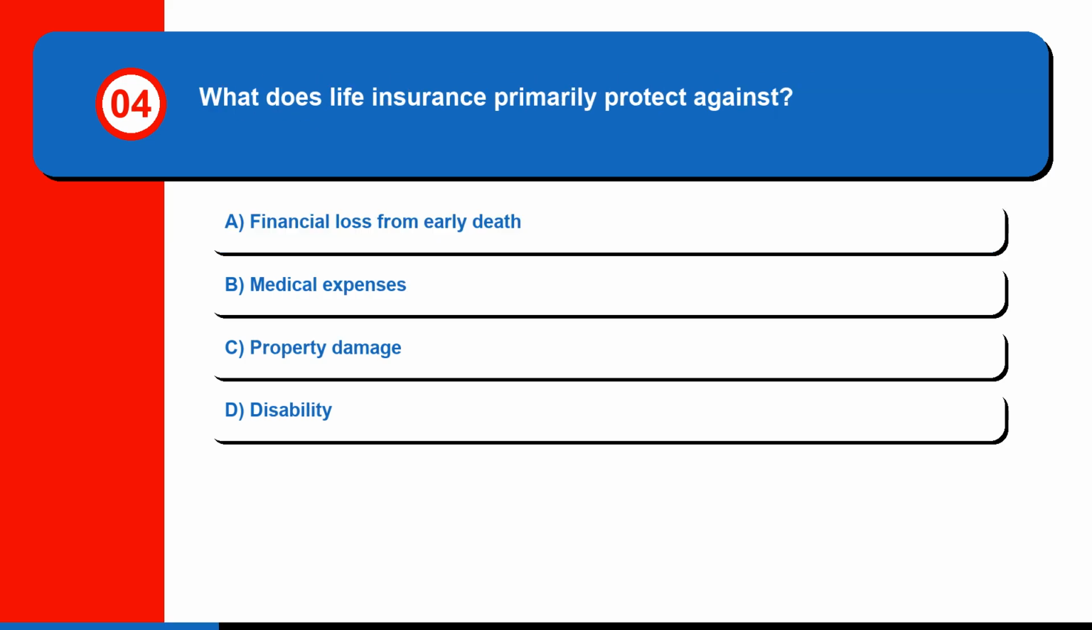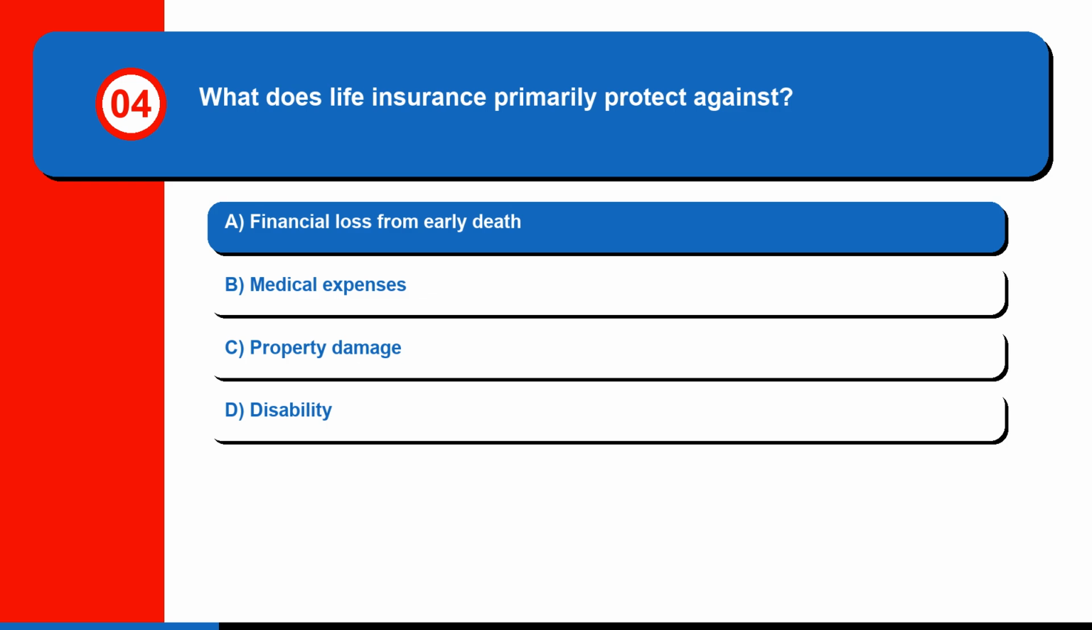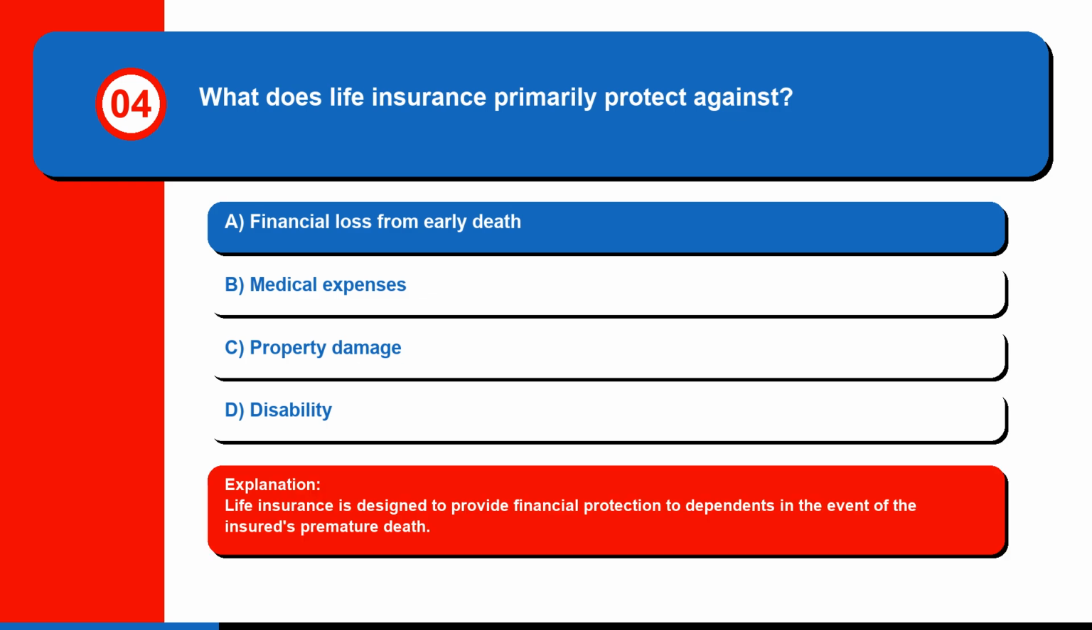Question 4. What does life insurance primarily protect against? A. Financial loss from early death. B. Medical expenses. C. Property damage. Or D. Disability. The correct answer is A. Financial loss from early death. Life insurance is designed to provide financial protection to dependents in the event of the insured's premature death.